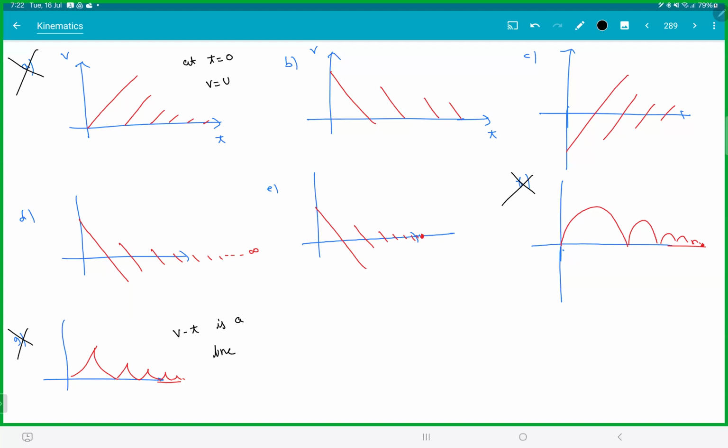Then why is B wrong? Because when we are going down, the velocity will be negative, and here the velocity is never negative. So when coming down, v is negative. You can't see any negative here. So here there are no negative values. Great. Then what about C? Our initial velocity is positive, but here the initial velocity is negative. Perfect. So at t equals 0, v is plus u, but here v is minus u. This is wrong. Now what about D and D?